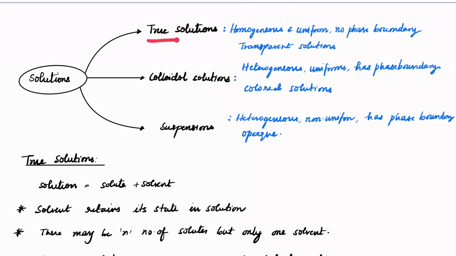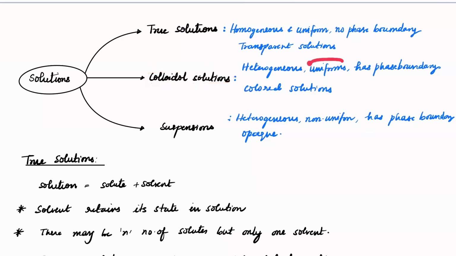See, solutions are of three kinds: true solutions, colloidal solutions, and suspensions. If we have a homogeneous and uniform mixture of components and there is no phase boundary observed, that means the solution is absolutely transparent. In such cases, we call them true solutions, like salt in water or sugar in water and so on, acids, bases in water. They're all true solutions.